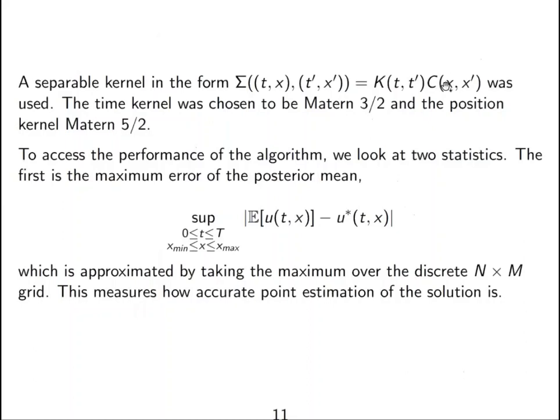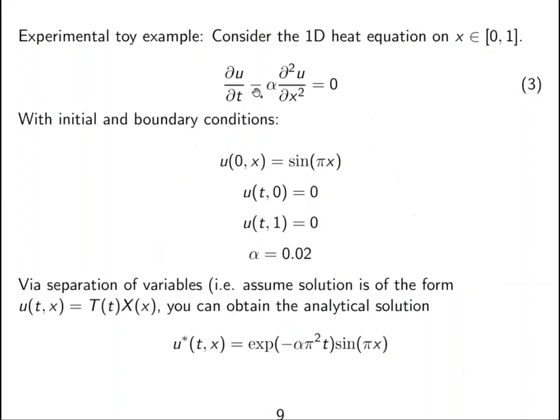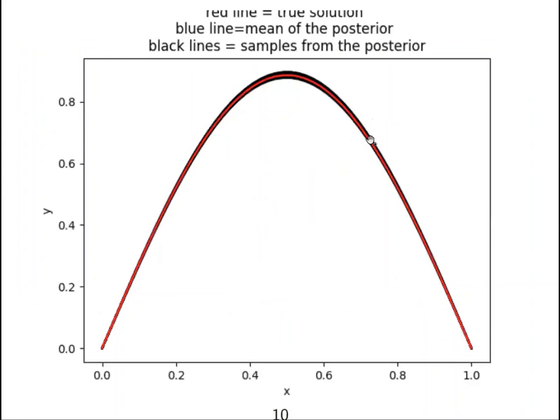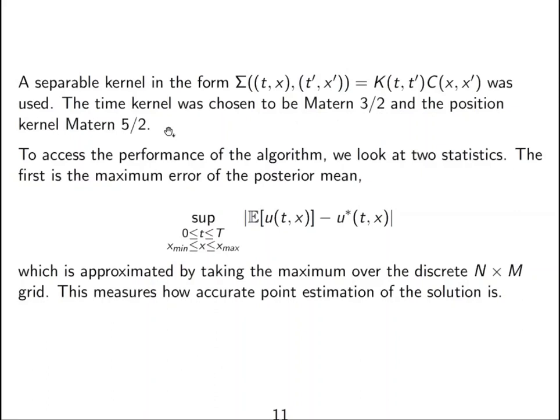For the kernel, we've chosen a separable kernel where the time kernel was chosen to be Matern 3 over 2 and the position kernel Matern 5 over 2. The reason for this is that we know from the differential equation that the solution should be differentiable once with respect to time and differentiable twice with respect to position. A Matern 3 over 2 kernel is exactly differentiable once, and a Matern 5 over 2 is exactly differentiable twice. So it is incorporating some information in the sense that you're assuming the minimum amount of smoothness. Obviously, the true solution is smoother than that, but for the prior, we just chose the minimum amount of smoothness necessary.